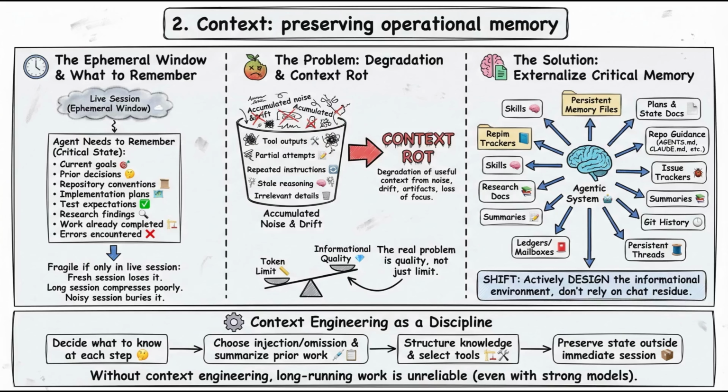Context engineering means actively deciding exactly what the agent should know at each specific step. It involves choosing what data to inject into the prompt and what to leave out. It requires summarizing prior work, structuring repository knowledge clearly, selecting the right tools, and preserving the state of the project entirely outside the immediate session. Ultimately, without context engineering, long-running work becomes fundamentally unreliable, no matter how powerful the underlying AI model happens to be.